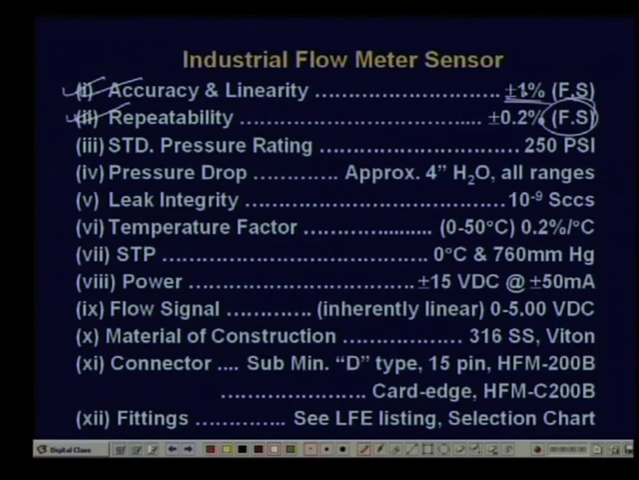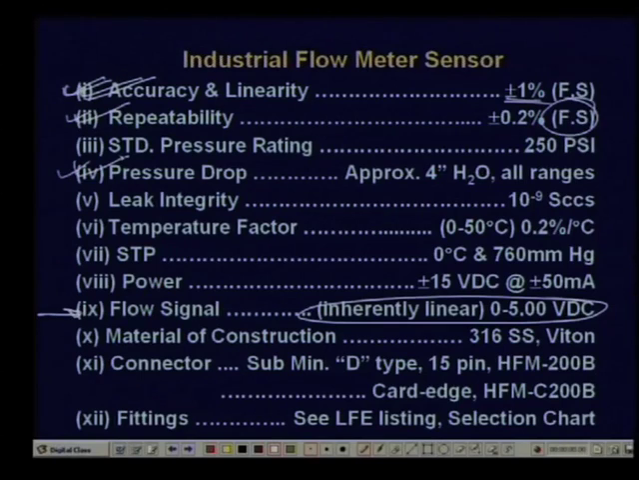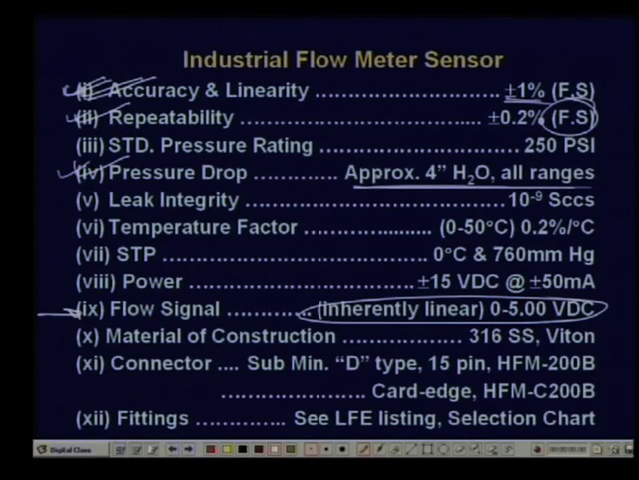The flow signal is inherently linear. Therefore, accuracy and linearity specs are both the same. Actually, if it is not inherently linear, then accuracy and linearity specs will vary. Then there are some other specifications specific to a flow sensor. For example, pressure drop is very important, because the pressure drop in the flow sensor is actually an energy loss, so it should be low. It says approximately 4 inch H2O. The other factors we will not understand so much unless we know what sort of flow meter it is.